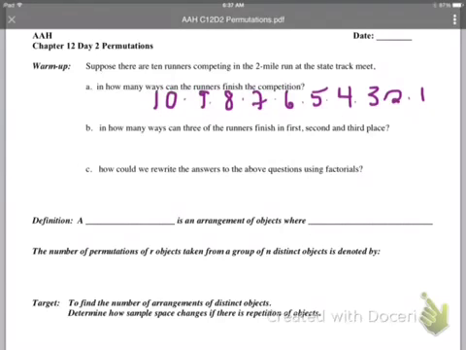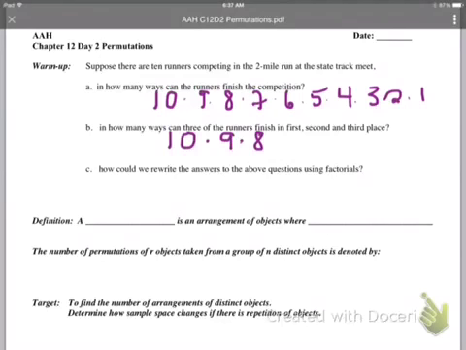And how many ways can 3 of the runners finish first, second, and third? So now we only have 3 blanks. So there are 10 for the first spot, 9 for the second, 8 for the third. And then finally, how could we rewrite the answers to the above questions using factorial?